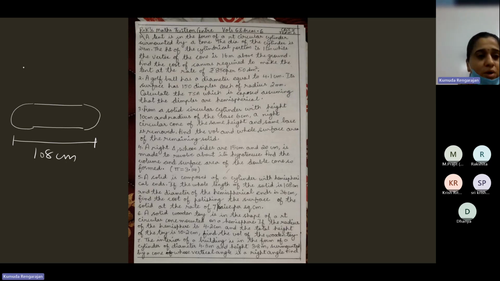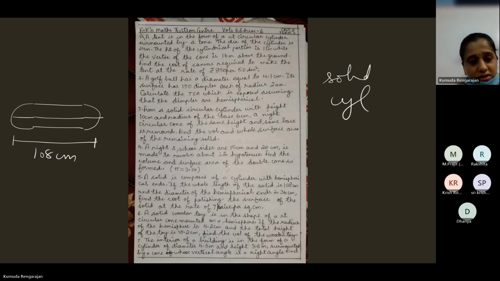What is the length of the solid made up of? It's made up of the length of the hemisphere plus the length of the cylinder plus the length of the hemisphere. I'm saying length, which is the height. If it's vertical, it's height. If it's horizontal, we say length. There are two things here, solid and cylinder. 108 centimeters is the length of the solid. But we want the length of the cylinder, this one alone.